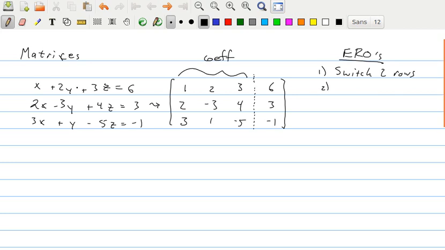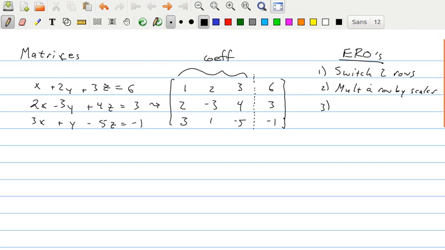Next, you can multiply both sides of one equation by any non-zero number. That doesn't lose you any information, and it doesn't give you any new solutions or throw any old ones out, because you can always undo it just by dividing by that scalar. In matrix language, that means you can multiply a row by any non-zero scalar.